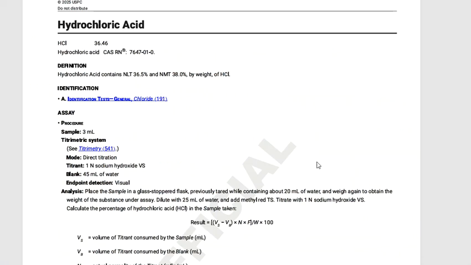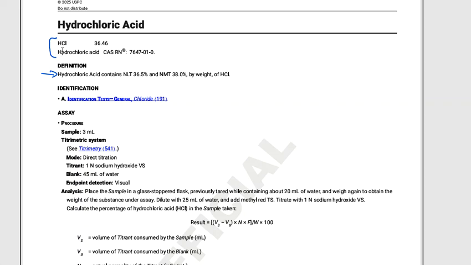So here's an example of the HCl monograph. Up here at the top, it gives me some basic information about HCl. That's going to include the chemical compound, the CAS number, the formal name, and maybe other names it's commonly known by. Definition: hydrochloric acid contains not less than 36.5% and not more than 38% by weight of HCl. And then we get a section that says Identification. That identification section is what we're going to be focused on, and that's what our lecture videos are all going to be about.